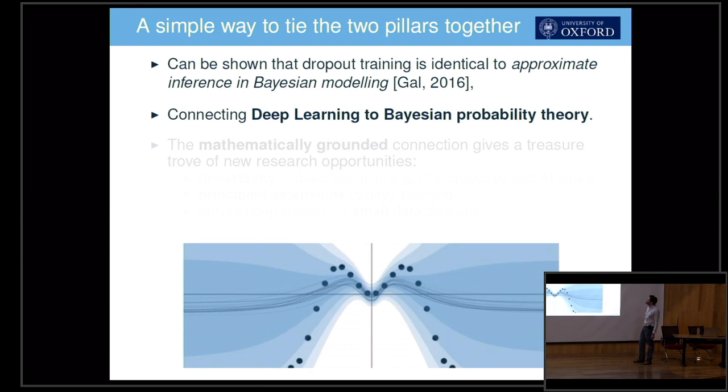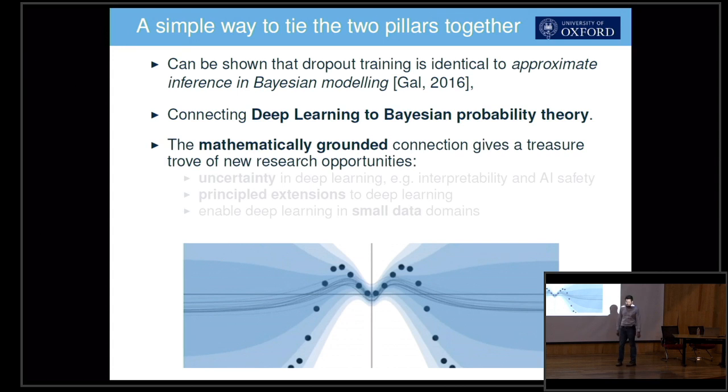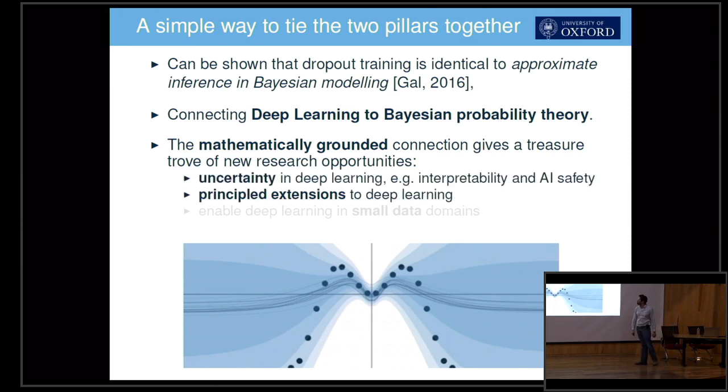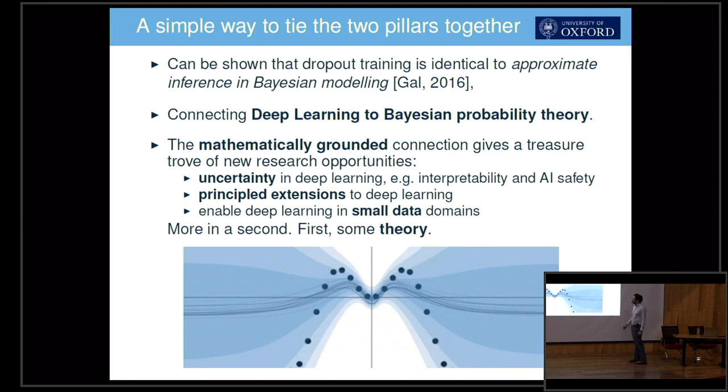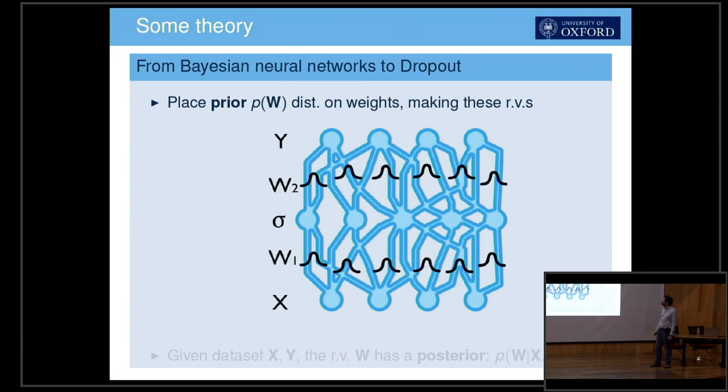So this connection allows us to connect deep learning to Bayesian modeling, the Bayesian probability theory, in a principled way. And this mathematically grounded connection gives us a treasure trove of research opportunities like uncertainty in deep learning models, interpretability in AI safety, principled extensions to deep learning using tools from statistics, enabling deep learning in small data domains, and so on. But before we talk about actual applications, let's try to get an idea of how this connects. What does that connection mean?